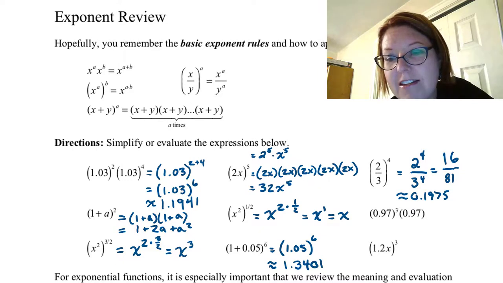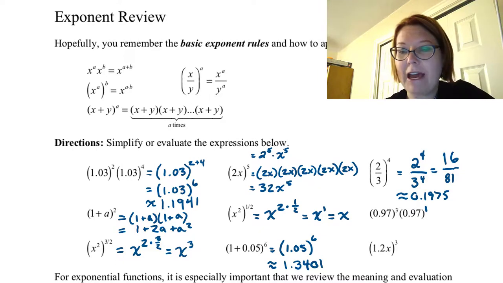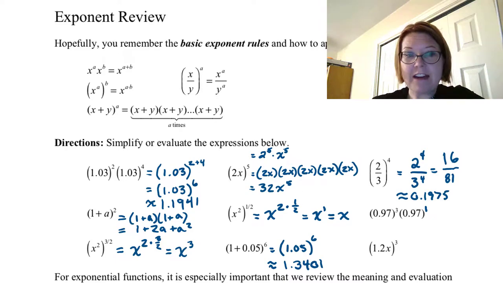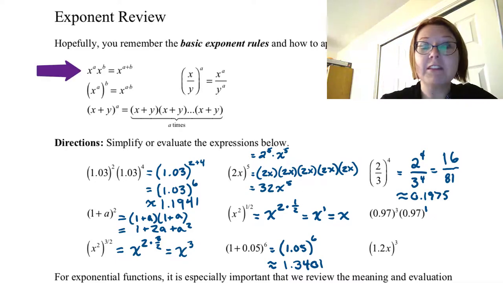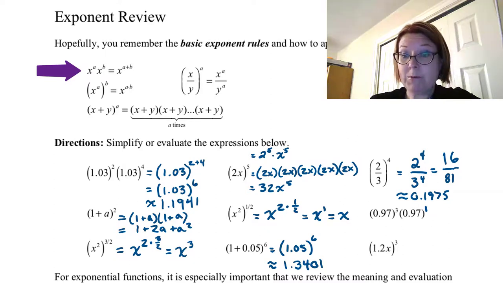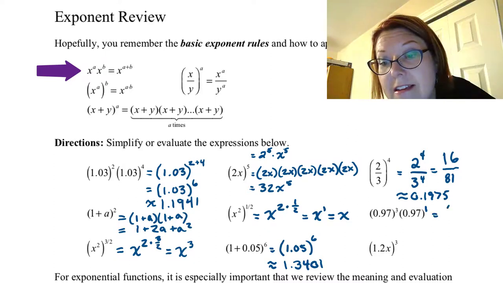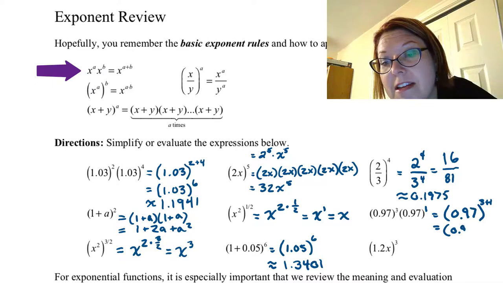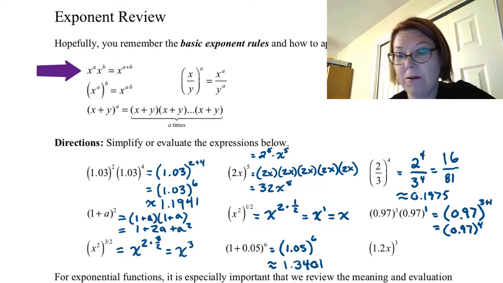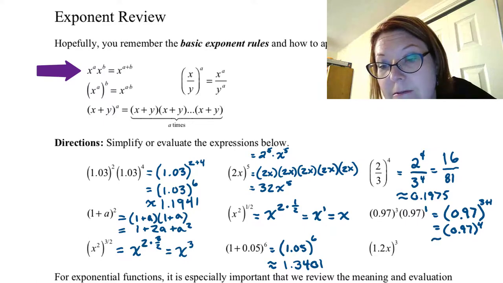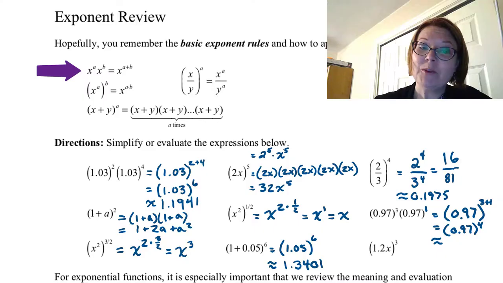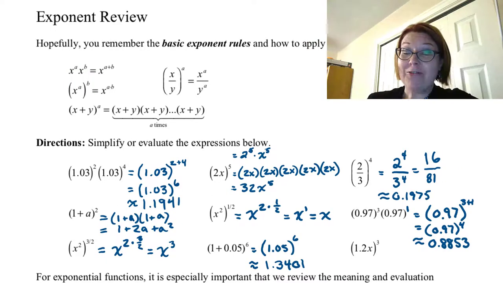Now we don't have a power on the second 0.97, so the understood power on that is 1. And in fact, this is the first exponent rule. We have like bases, and we can add the exponents. So this would be the same thing as (0.97) and then we'd have the 3 plus 1 power. That's 0.97 to the fourth power, and we can get a decimal estimate for that, which is 0.8853 when we round.